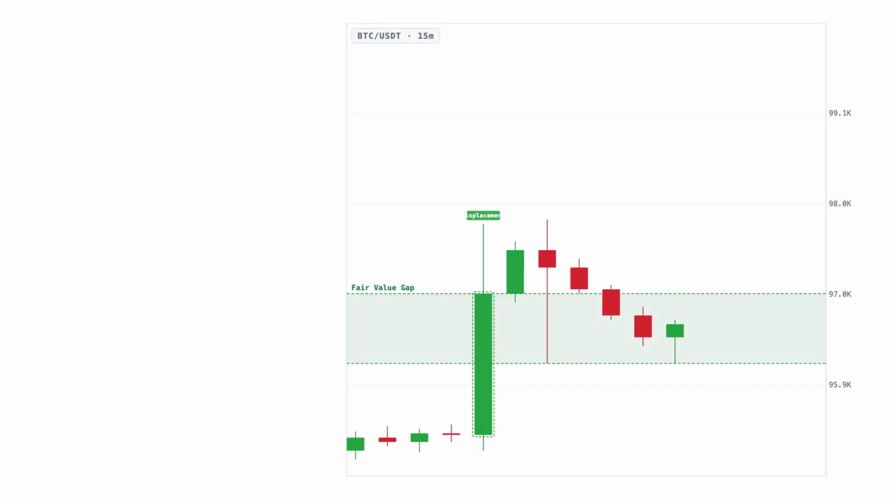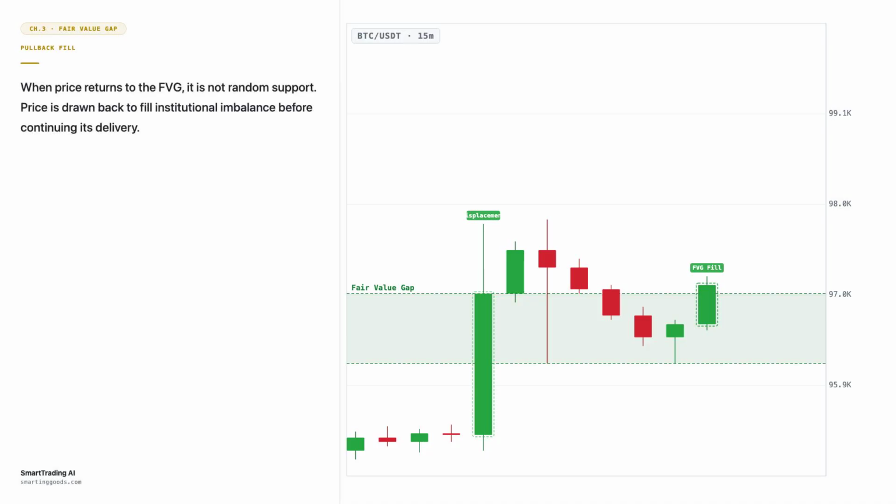The third candle opens above the displacement candle high. The gap between them is the imbalance, an area price skipped over too fast to fill orders on the way up. That untraded region is your FVG.